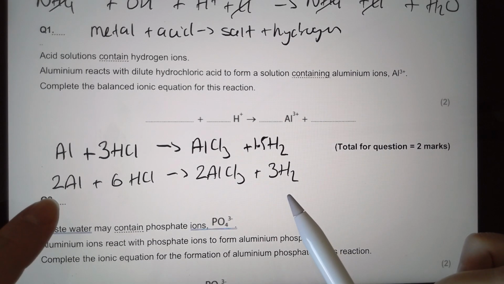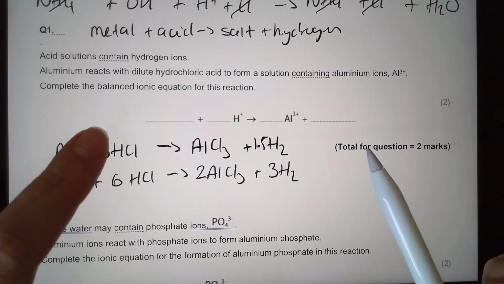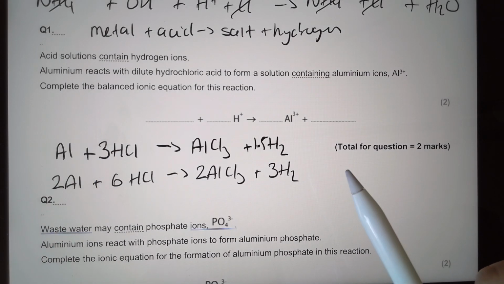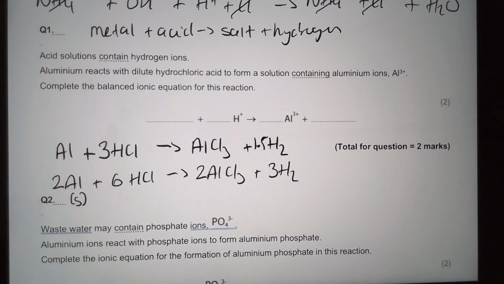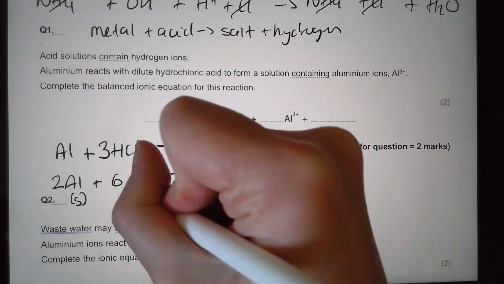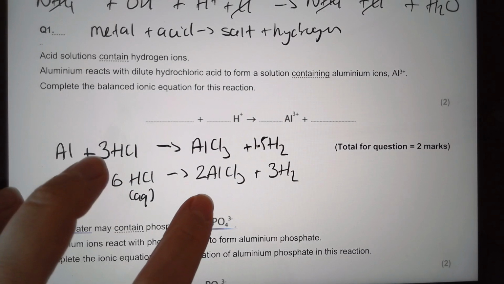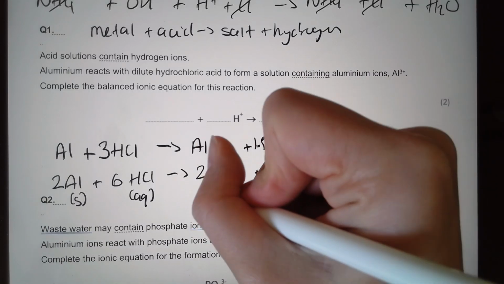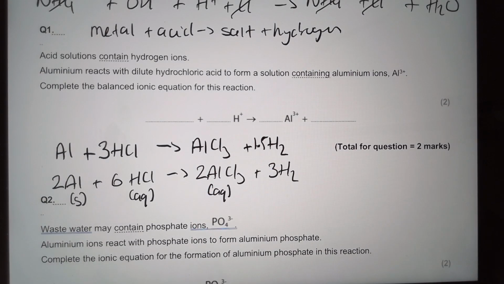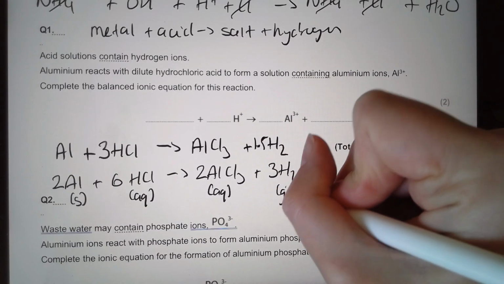In order to turn this into an ionic equation, I do need to know my state symbols, so I know what's going to be an ion and what's not. Aluminium is a metal. Metals are always going to be solid. Hydrochloric acid is an acid. Acids are always aqueous. Aluminium chloride, you're told you're forming a solution. If you're forming a solution, then that must be AQ, and hydrogen, you are expected to know, is a gas.